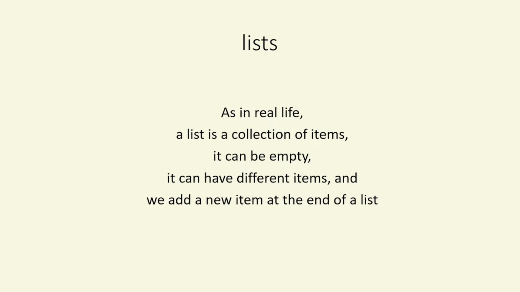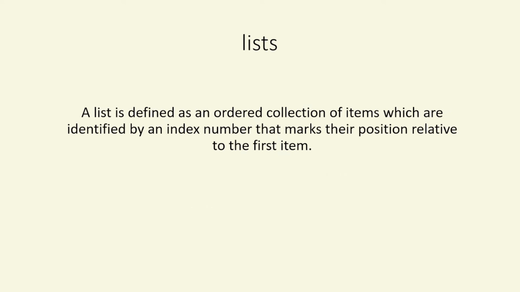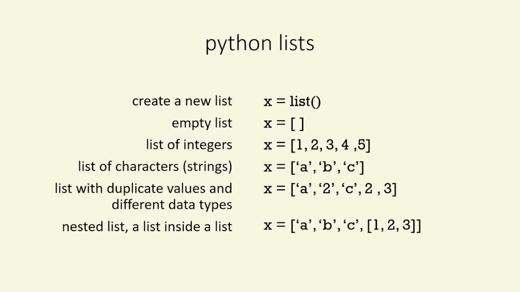As in real life, a list is a collection of items. It can be empty. It might have different types of items, and we always add a new item at the end of a list. A definition might be an ordered collection of items identified by an index number that marks their position relative to the first item. So that's a bit of a different way of explaining a list. What does that mean? We'll look at that when we look at the index.